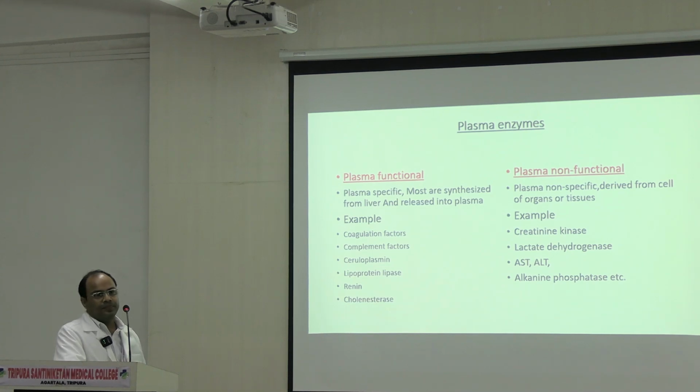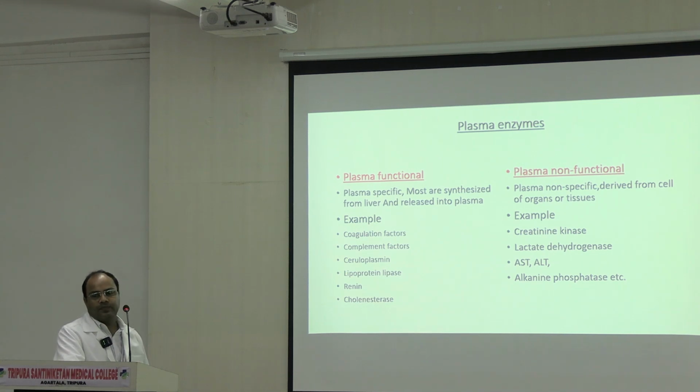Among them, factor 4 is ionized calcium ion. There are 2 types of pathway, extrinsic pathway and intrinsic pathway. These are secreted from liver. Next, complement factors. This is part of immunology. Factor 2, C2, C3, C4, C5. These are proenzymes. When they are activated, they start their action. Then they become enzymes.